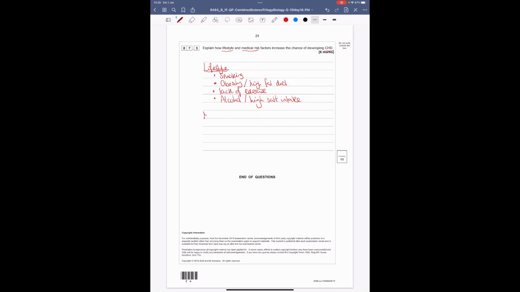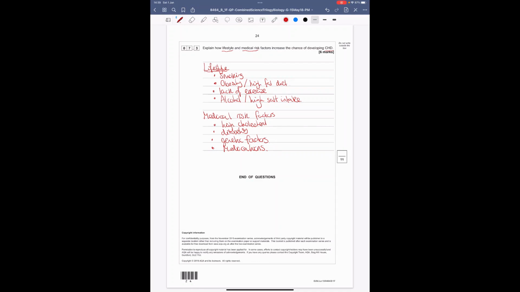You've then got some medical risk factors. You might have a person that already has high cholesterol, or they might have diabetes, or they might just have in their family genetic factors that just make them more susceptible to getting coronary heart disease. And finally, they might be on a couple of medications. So what you would then have to do, once you've got these factors down, is explain how they could contribute to developing coronary heart disease.